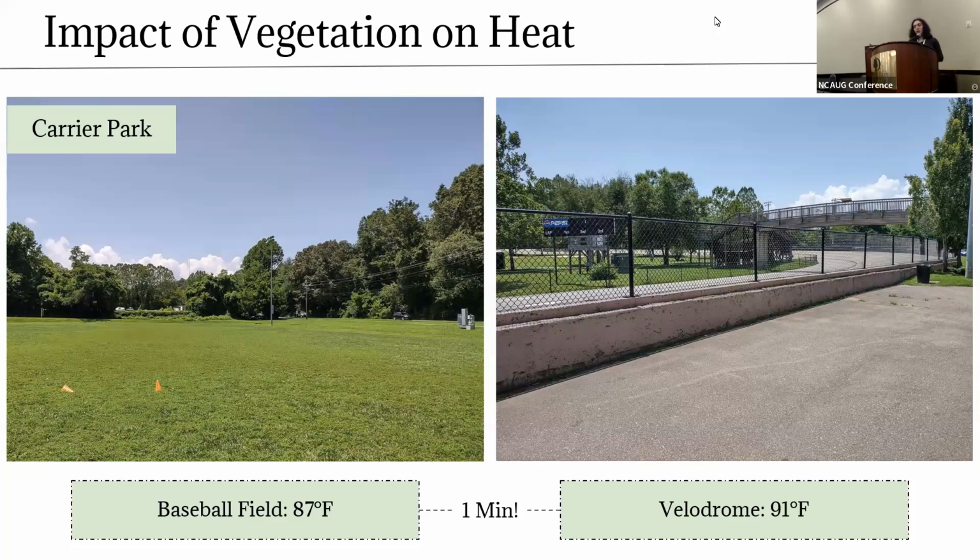The first spot that we stopped at was the baseball field here. This is an area of predominantly grass, surrounded by trees, with one road going along the side. In this area, we found temperatures of about 87 degrees. Then in about a 1 to 2 minute walk, you can make it to the Velodrome, which is an old race car track that has been converted into some bike lanes as well as some pedestrian walkways. This area, as you can see, is pretty heavily paved. Even within that short walk, temperatures increased by 4 degrees, making the Velodrome 91 degrees Fahrenheit. I thought this was a pretty good demonstration of how temperatures can change based on land cover, even within an area as small as a park.